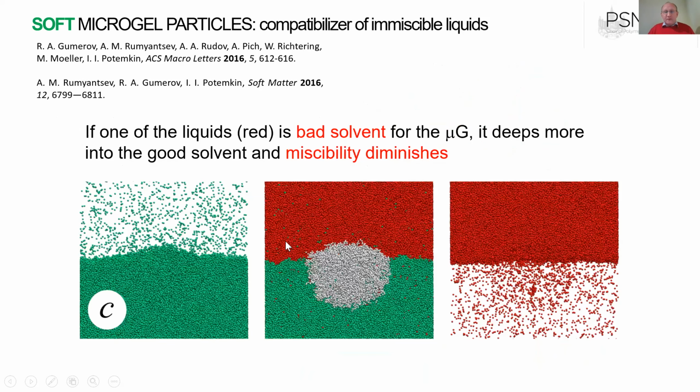However, if one of the liquids becomes a bad solvent for the microgel, for example, here the red liquid corresponds to the poor solvent, we can see some better immersion of the microgel into the good solvent, and the mixing effect diminishes or even can disappear. The question is how to make this mixing within the microgel better in this case. One of the solutions to such a problem is to use amphiphilic microgel.